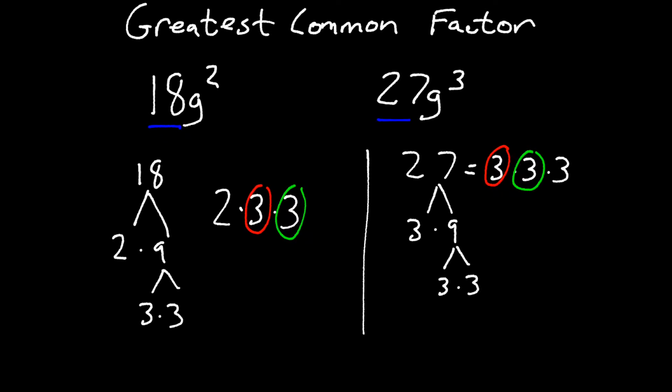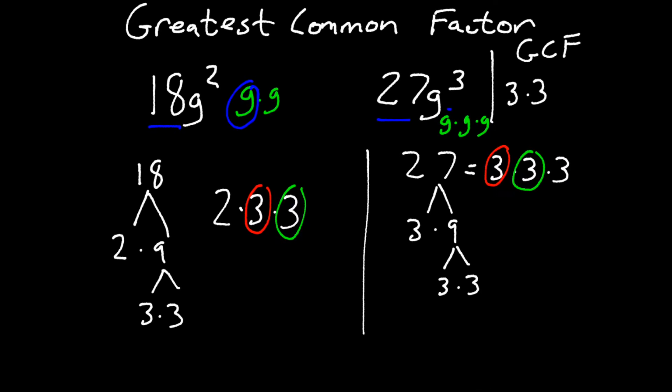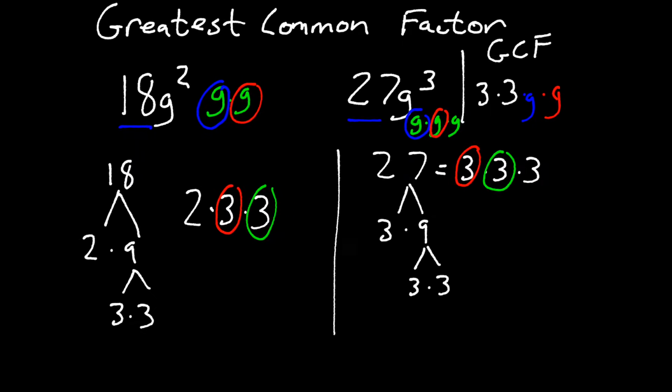So let's start making a list. I'll do it over here. Our GCF of 3 times 3. Those are the 2 that we just took from here. And now we need to find our g's. This side has g times g, and this side has g times g times g. I've got 1 g for both, so it'll go over here. I've got 2 g's for both, so it'll also go over here. And then that's it.